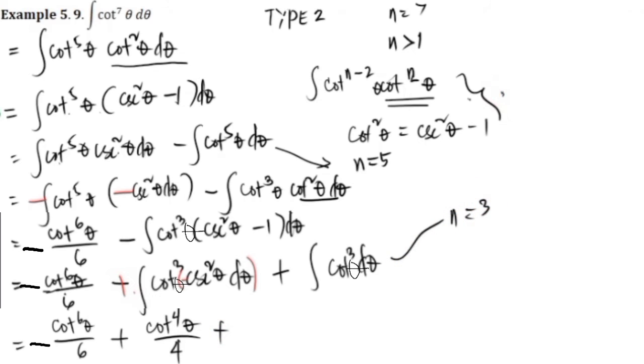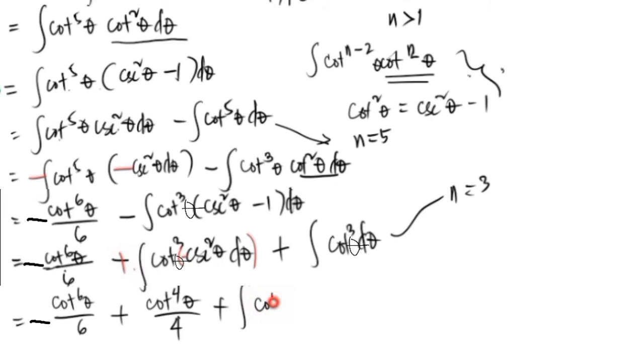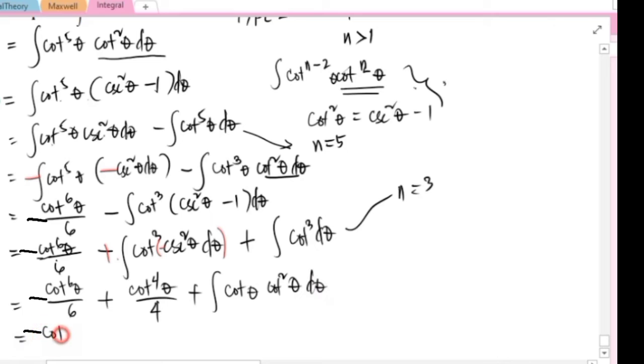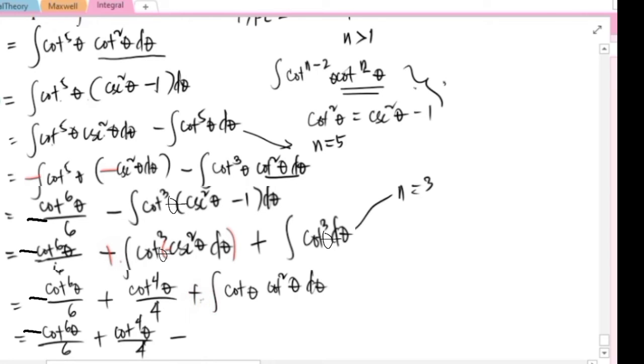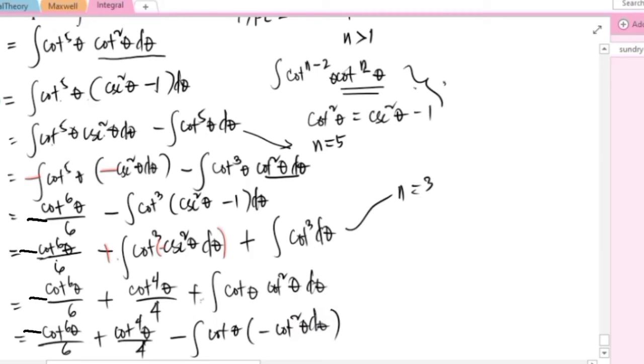So, uulitin natin tong step na to. And we would have the integral of cotangent n minus 2. So, cotangent theta, cotangent square theta d theta. And we have cotangent to the 6 theta over 6 plus cotangent to the 4 theta over 4 minus, so i-direct ko na ha, magta-times ako ng negative dito, so naging minus na to, cotangent theta times negative cotangent square theta d theta.